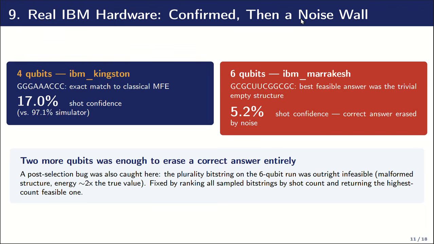I also caught a bug while looking at this. The single most common answer returned by the hardware was actually infeasible. It violated a constraint with an energy roughly twice what it should have been, consistent with two conflicting parts of the structure both firing at once. I fixed that by ranking all the sampled answers by frequency and picking the highest-ranked one that's actually feasible, instead of just trusting whatever came back most.